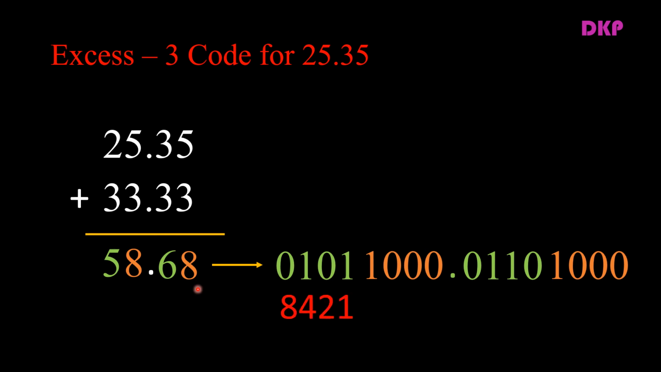If you have any doubt, you can use this 8421 trick where here for 5, 4 plus 1 gives you 5 and so on. We have learned this trick in the previous lectures. You can refer to those lectures to make it easy to write the binary of these values by using this 8421 trick. So this is your BCD code for 58.68 and this is the Xs3 code for 25.35.